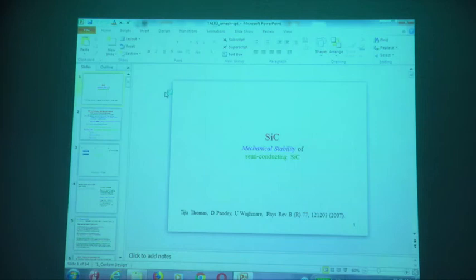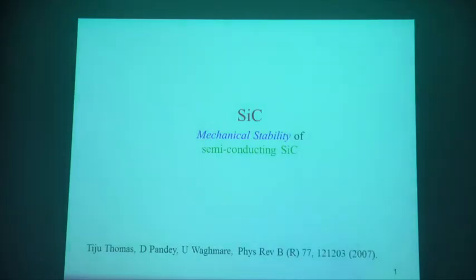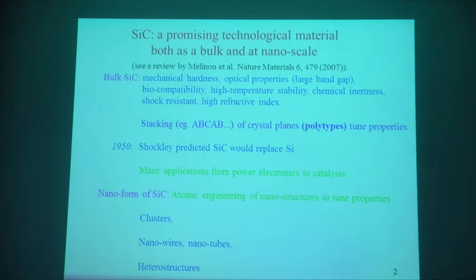So, examples. The best way to tell you how this approach works is to give you some simple examples, and they are all from my research. So, silicon carbide. It's a very well-known, technologically important material. It's a promising technological material, both as a bulk and at the nanoscale, because it has many possible polytypes which are linked with different stacking sequences of silicon and carbon plates.